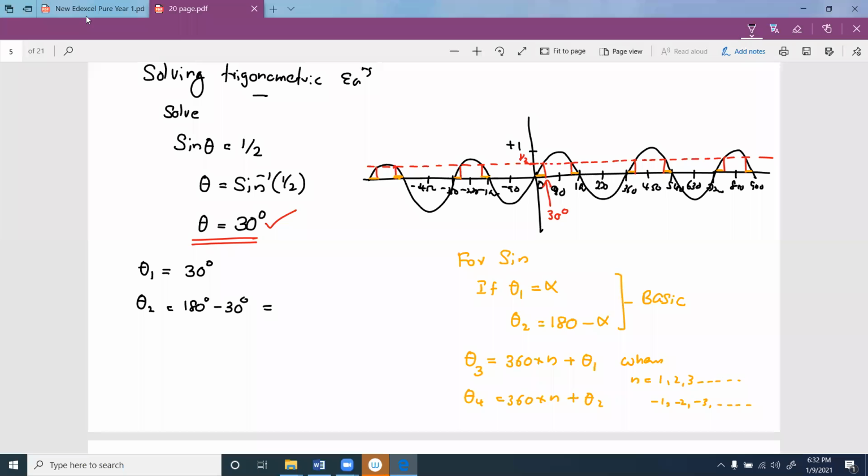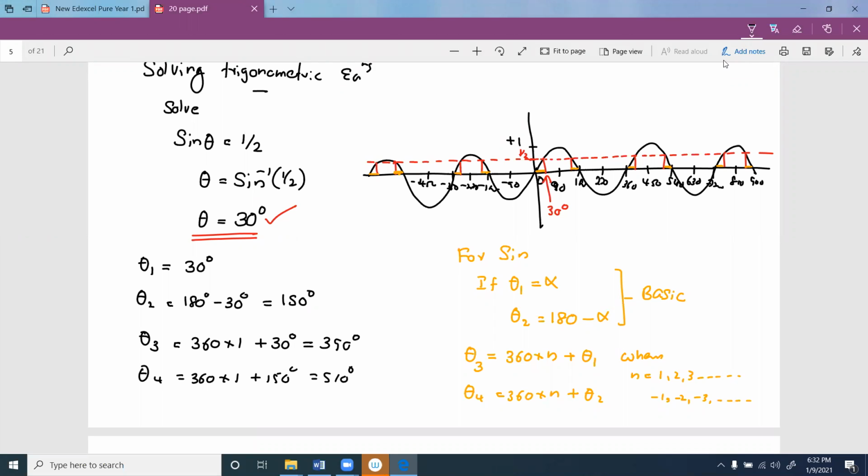Give you an answer of 150. So this is a second angle. I need these two as the basic angles. If you need to get theta 3, a way of doing it is 360 into 1 plus the first angle. That's a way of getting this. It is 390. Theta 4, how do you get it? 360 into 1 plus the second angle, 150. That is done up to 510.